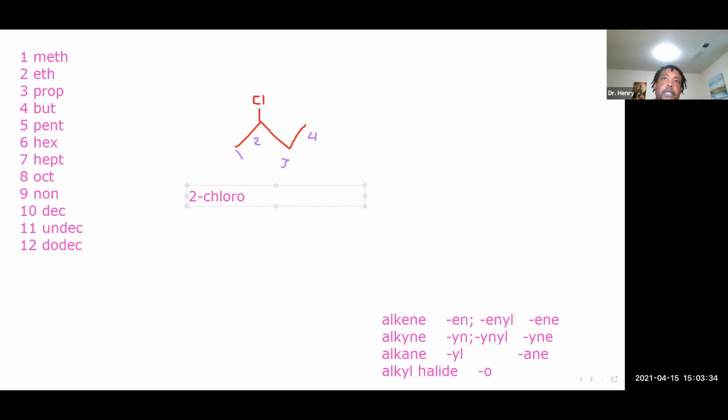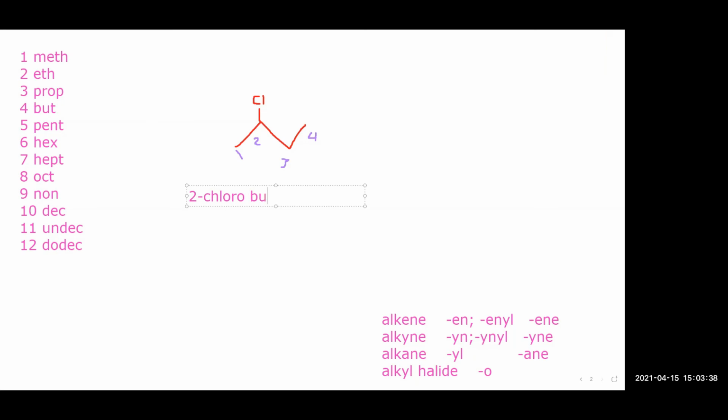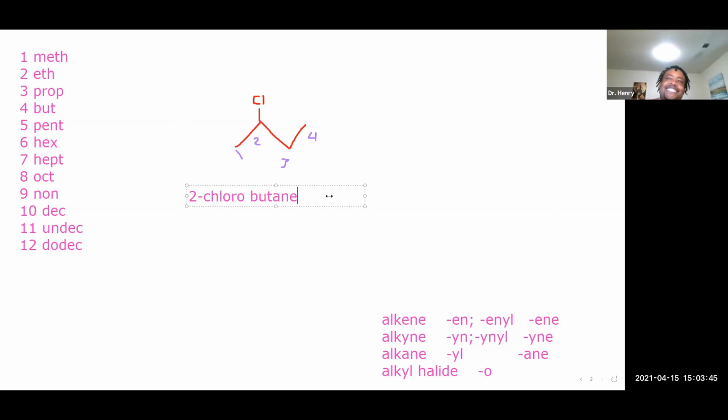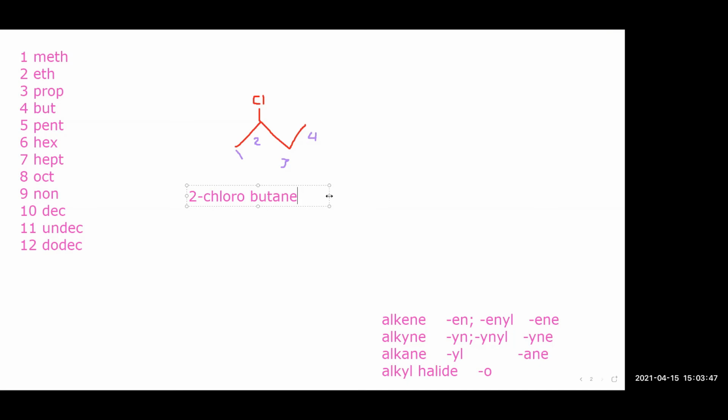What is a 4 chain carbon called? Butane. That's all right. Everybody says it in the beginning. That would be 2-chlorobutane. Okay.